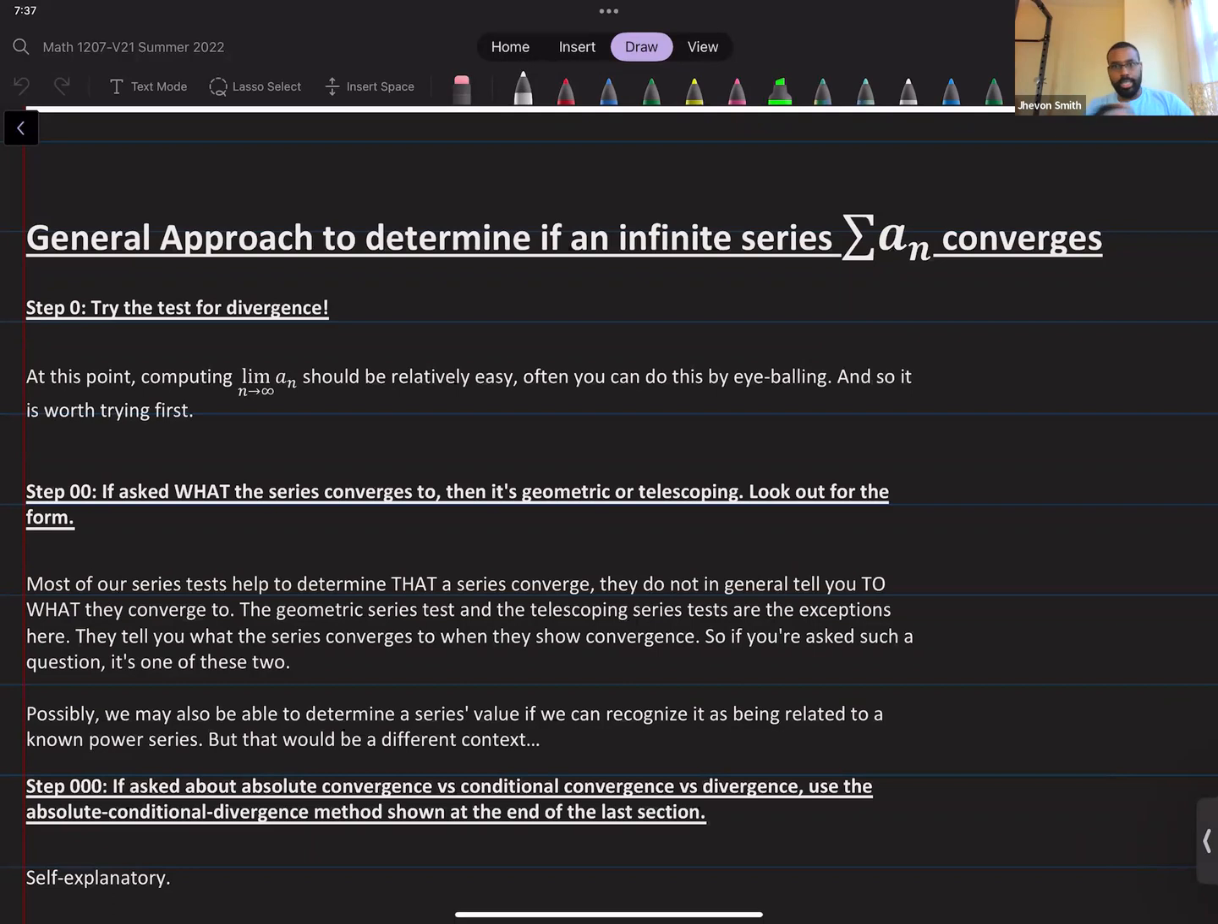Okay. So let's say we've done all that. That's all out of the way. We've already checked the test for divergence and we know what problem type we're in. And none of this applies anymore. So now you're looking at a random series and you want to actually talk about what it would converge to. How would you figure that out?